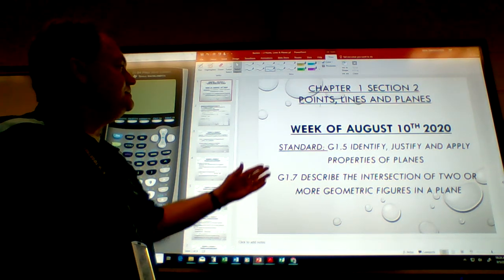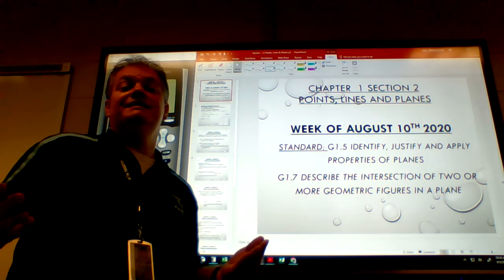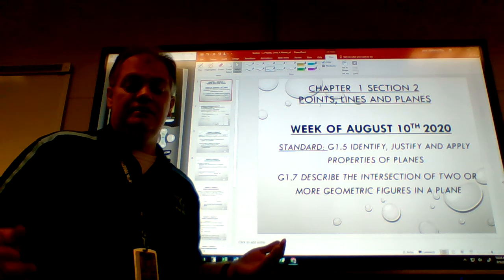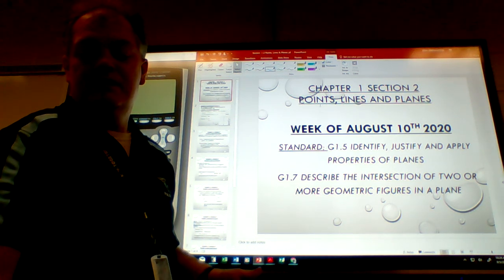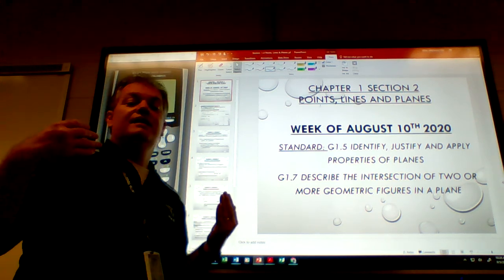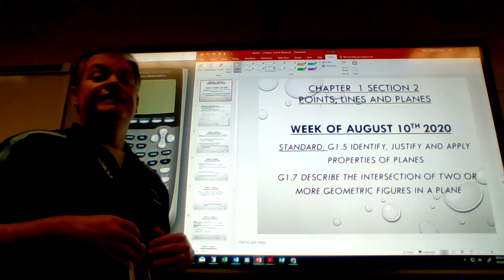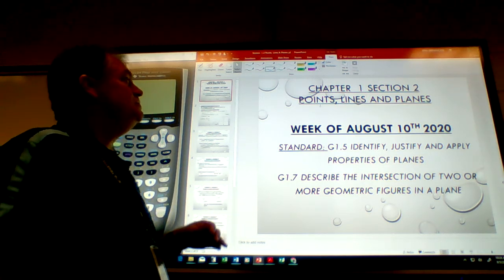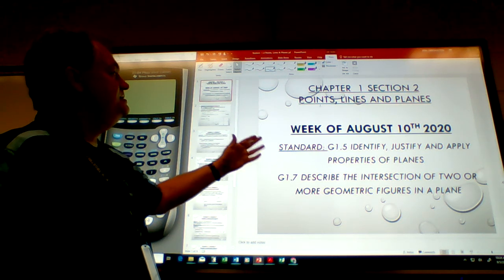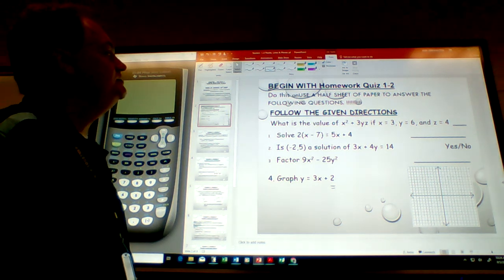All right. Chapter 1, Section 2: points, lines, and planes. I will tell you this: many of you have been out of algebra for a while, but you do know some of the basics of it, and we're going to review a little bit of that as well. Geometry is something totally different, a totally different way of thinking. All right, you see the week of standards. Let's get started.